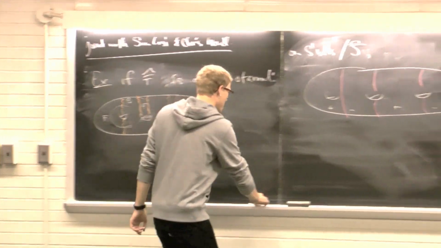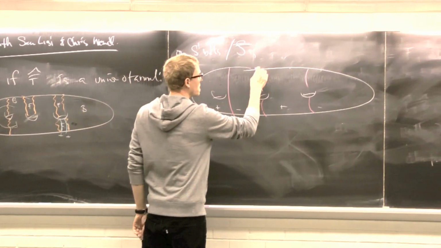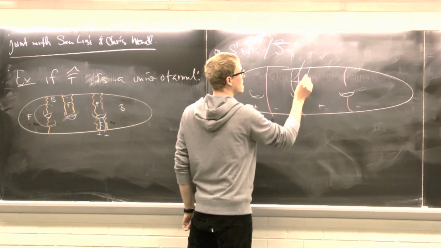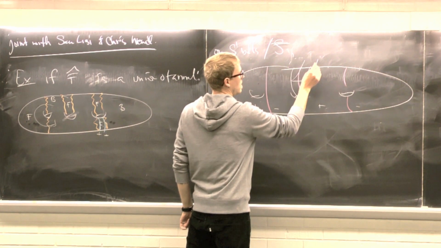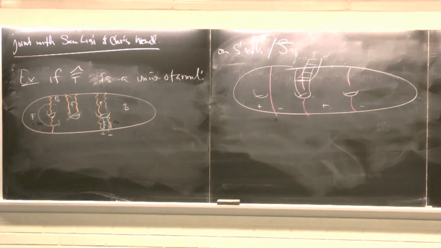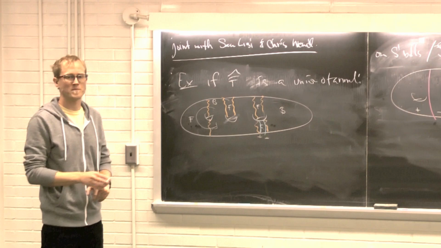So what we want to do is think about cutting this open. Let's say we cut open right here. If I take this arc and cross it with S1, that annulus is going to be one of the fibers of my spinal open book.